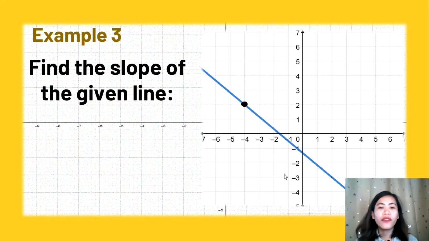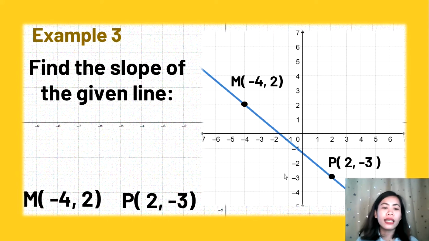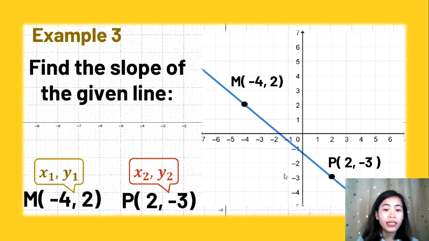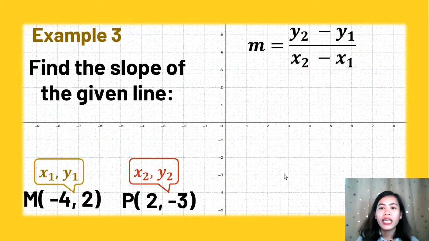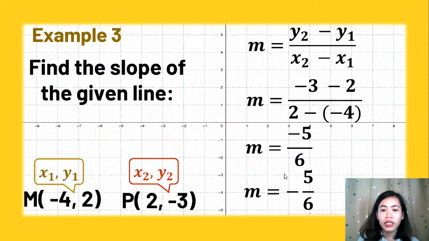Next example, find the slope of the given line. So again, we have the coordinates ng point M. We have negative 4, 2, and 2, negative 3. So, isulat na natin yung ating two given points para mas madali ang substitution. Then, using the slope formula, we have negative 3 minus 2 all over 2 minus negative 4. So, we have negative 5 over 6. Final answer natin is negative 5 over 6.